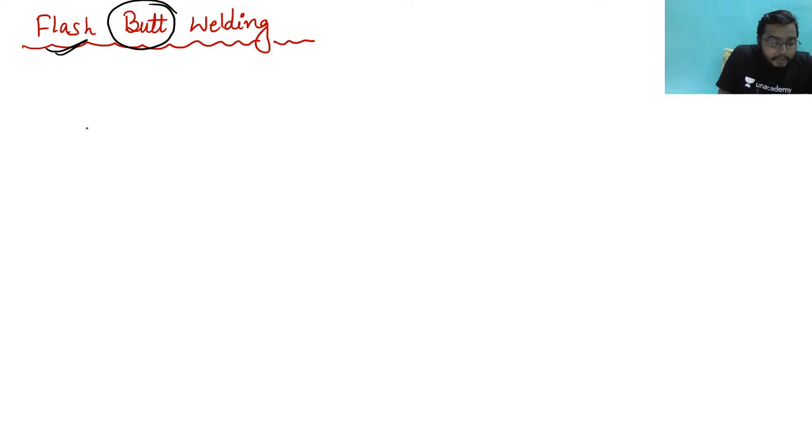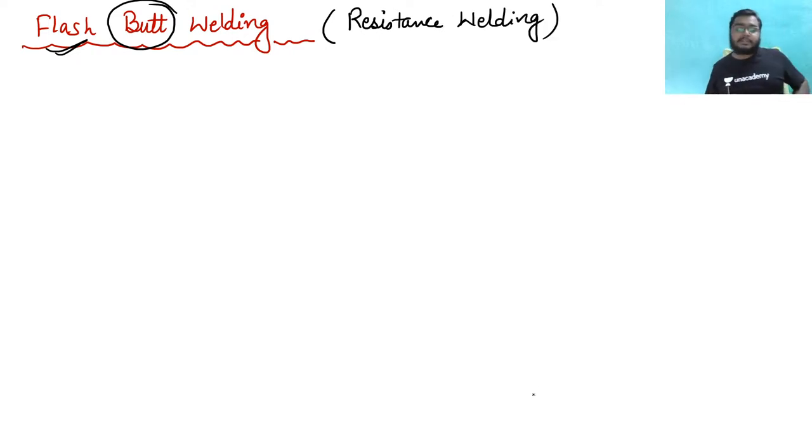Let us assume, what is happening in this flash butt welding? See, the first and foremost thing is that it is a type of resistance welding. Clear? Now see what is happening in this flash butt welding.